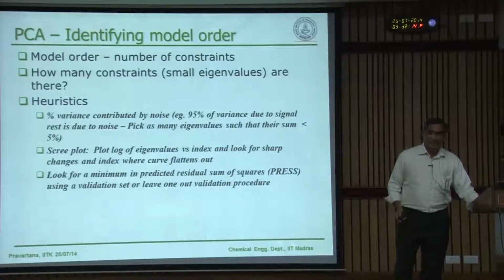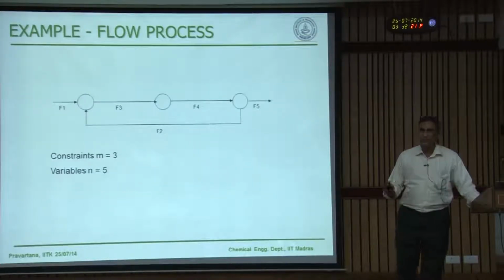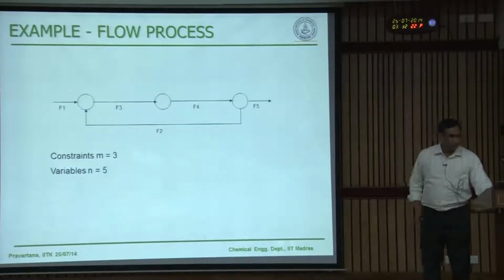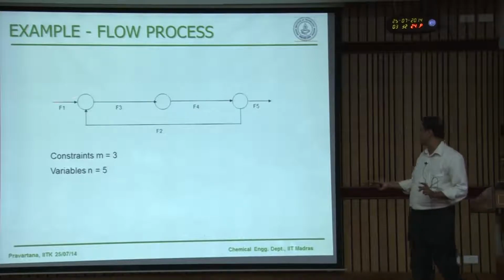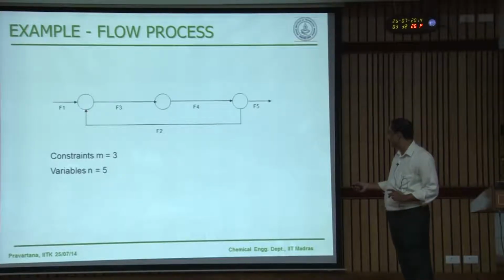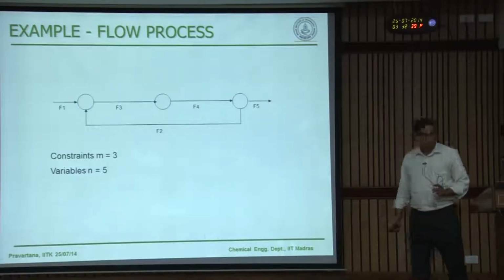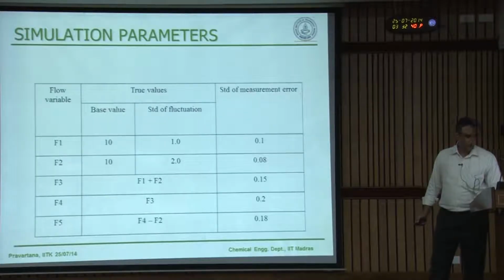Is there a theoretical approach? You can formally show there is a theoretical way of getting the number of constraints, and I will just show it through an example rather than trying to give the proof. So I have taken a simple example where we have 5 variables and 3 constraints. The constraints are f1 is equal to f2 plus f3, or f1 minus f2 is f3, f3 equals f4, f4 equals f5 minus f2.